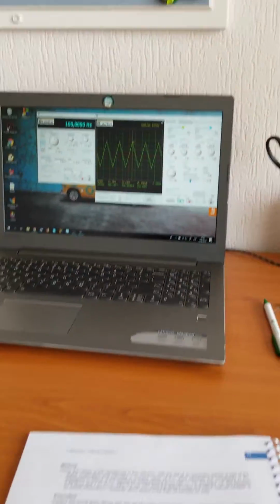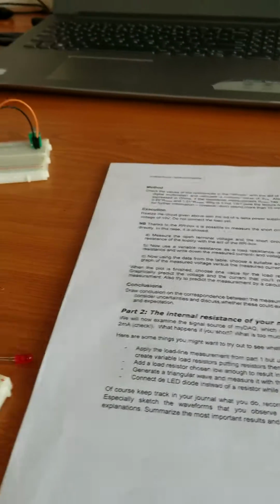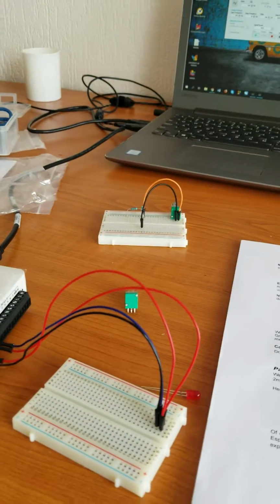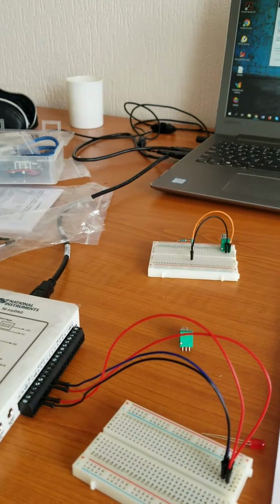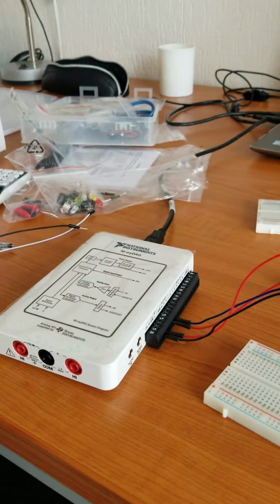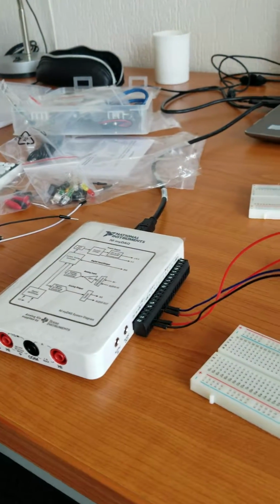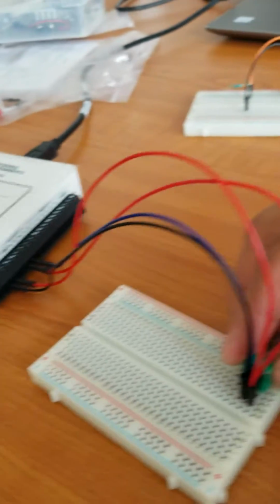The main goal of this lab is to determine the internal resistance of the MyDAQ as a signal generator. To do so, we are going to be applying the load line measurements from part 1, but this time we are going to use the MyDAQ as a signal generator, and we are going to be using a potentiometer as a variable resistor.